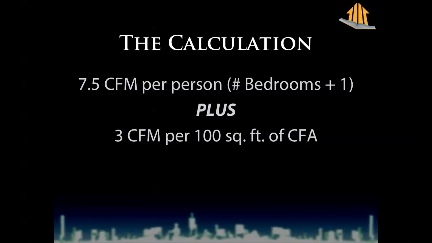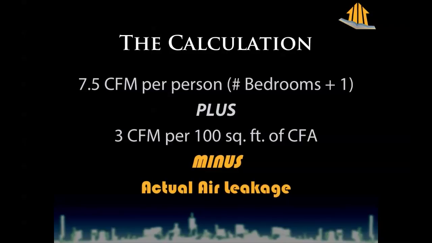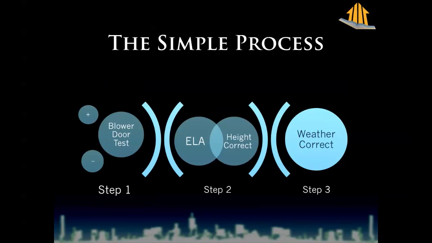So you take these two numbers and you add them together, and then you subtract the actual air leakage that'll come from natural infiltration and exfiltration. You test that with the blower door. So here's how it works. We do the blower door test to figure that out. Then we take the number that we get out of that blower door test and we height correct it, and then we weather correct that. So it's one test, and then we add on to it, and then we add on to that. 3-step process, very simple. I'm going to walk you through this here.